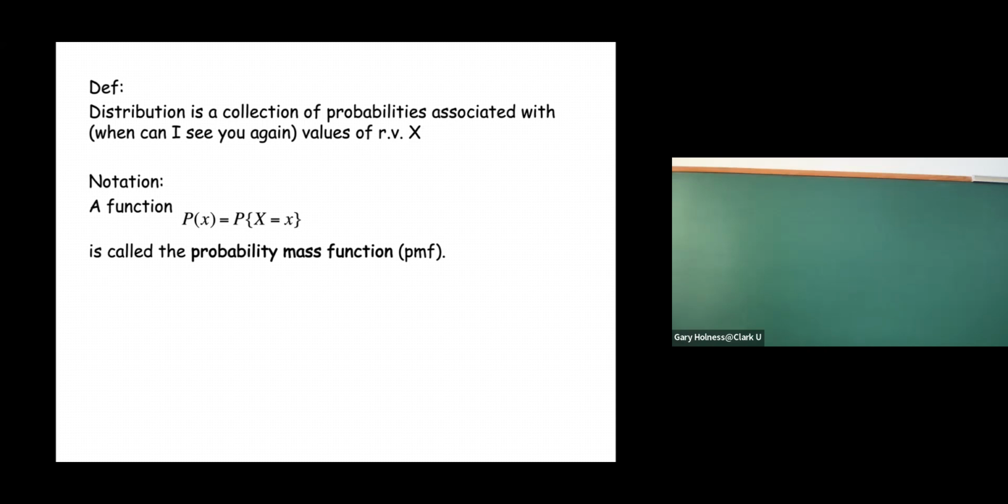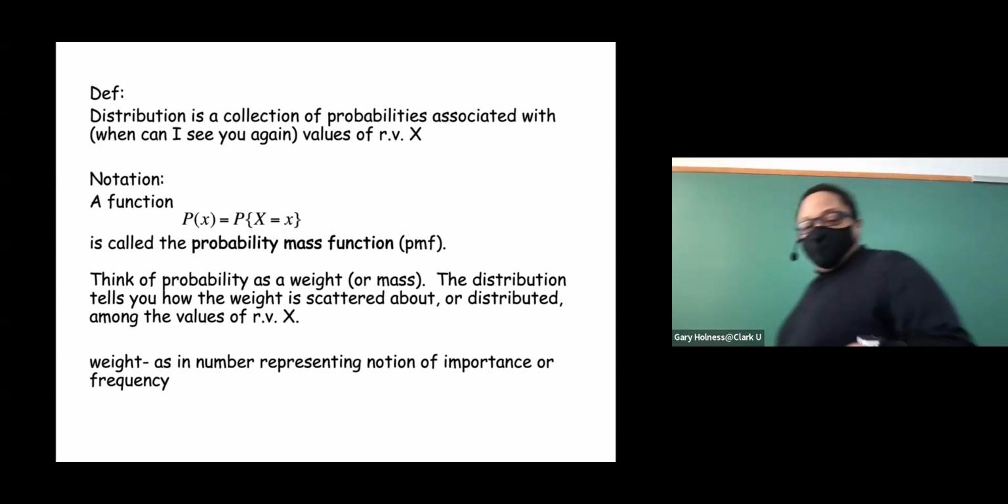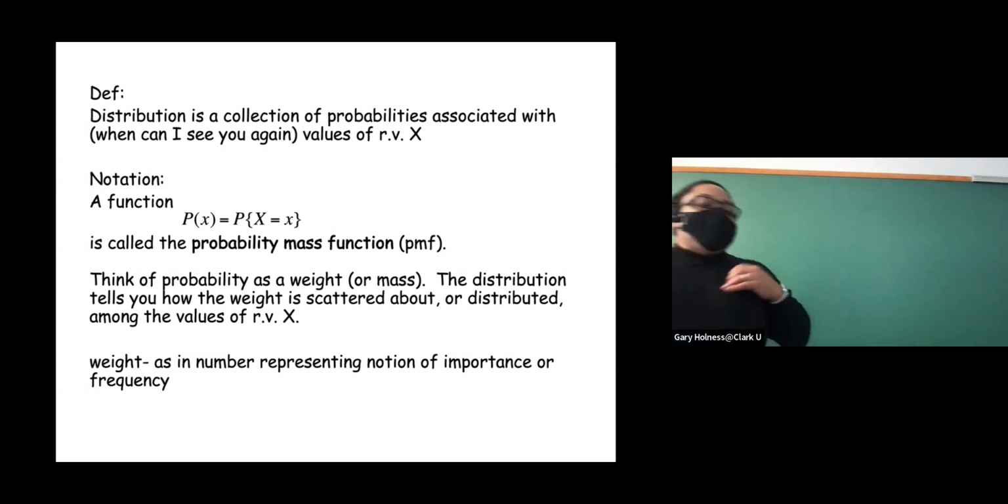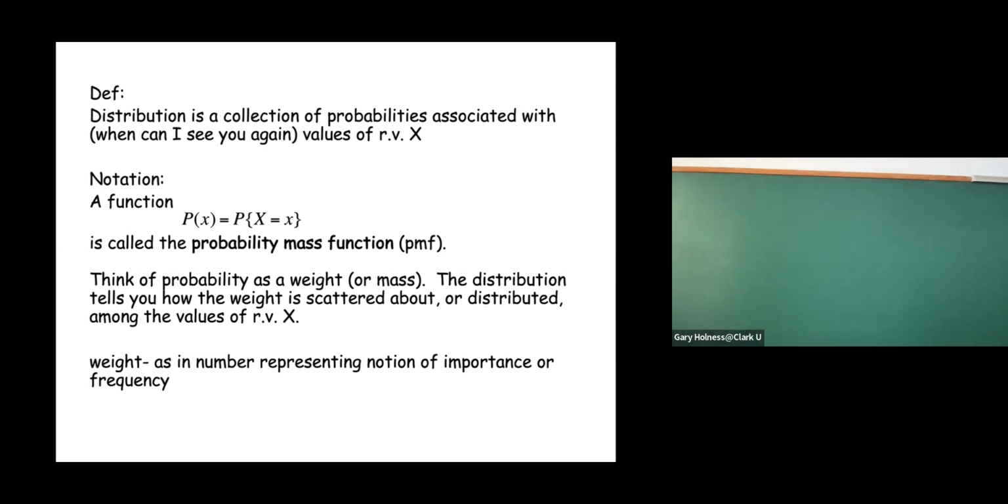And the reason it's called the mass function is because you can think of these probabilities as a weight or a mass. And I'll talk a little bit more about that in another setting. And this distribution effectively tells you how the mass is spread out.